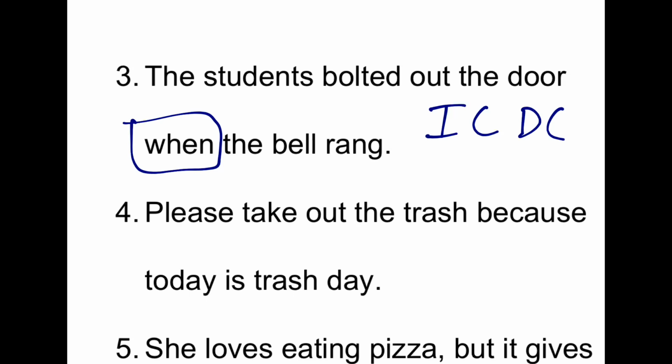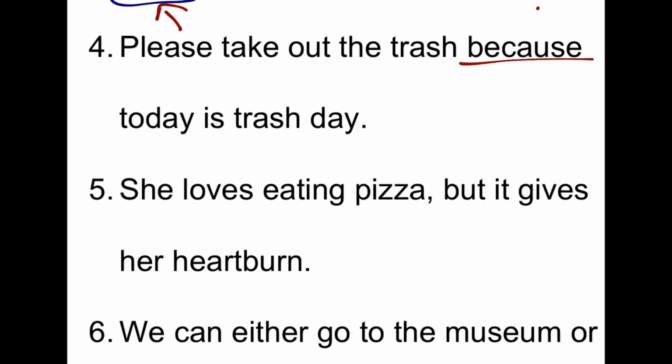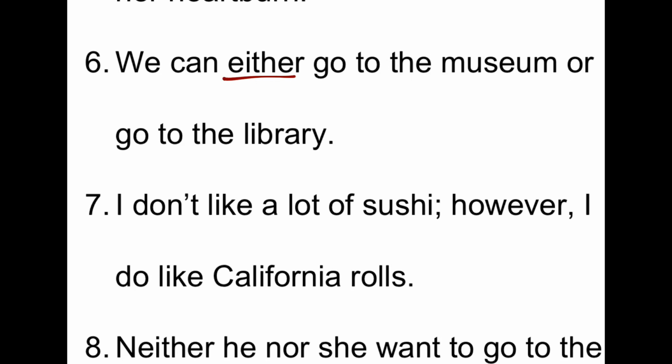If we were still tracking subjects and predicates, though, we would see students bolted, bell rang. And the subordinating conjunction is typically in front of one of the subjects. You'll have to go in front of some of the adjectives, too, or some of the articles like the, and we see it right there. Because is a subordinating conjunction. But is a coordinating conjunction. Either or work together as a correlative conjunction. However is a conjunctive adverb.